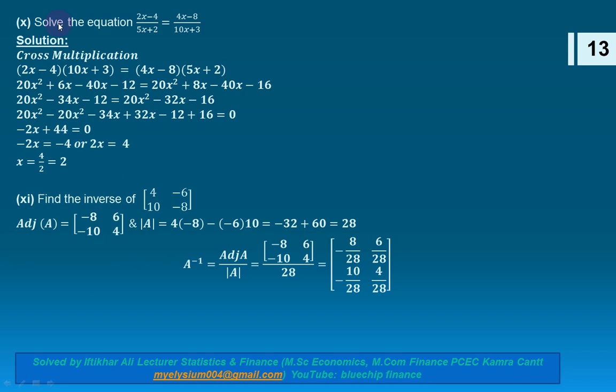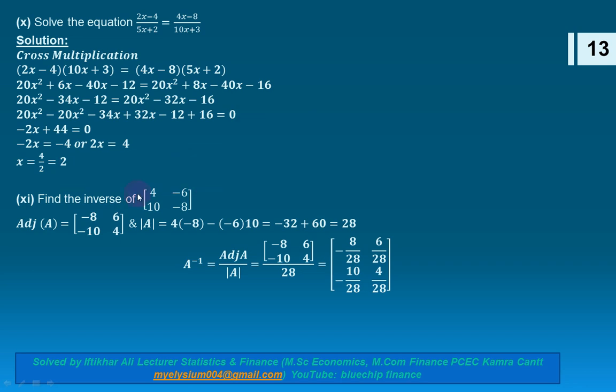10th question is to solve the equation (2x minus 4) over (5x plus 2) equals (4x minus 8) over (10x plus 3). Simply cross multiply these two: 2x minus 4 multiplied by 10x plus 3, and 4x minus 8 multiplied by 5x plus 2. After solving, x will be equal to 2.